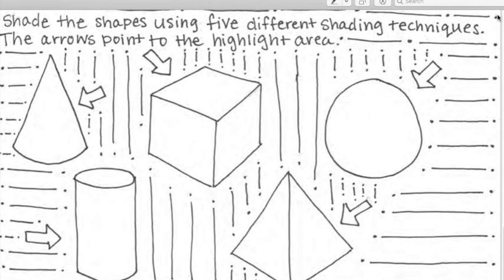Moving on to the next section, it says shade the shapes using 5 different shading techniques. That's the ones they're talking about up front. So if you can't remember all 5, you can just look at the front page. The arrows point to the highlighted area. So I will show you how to do this in your sketchbooks.